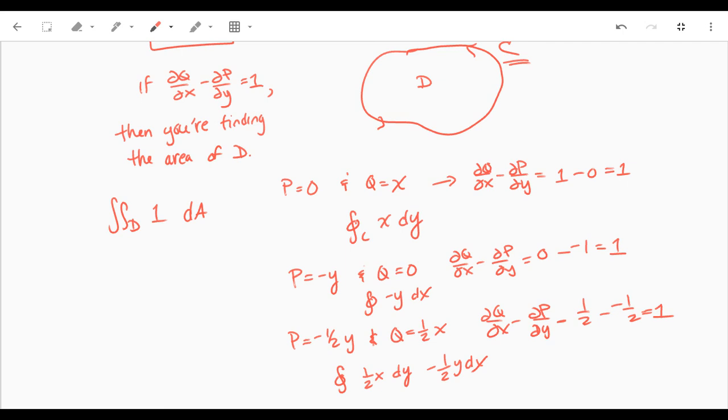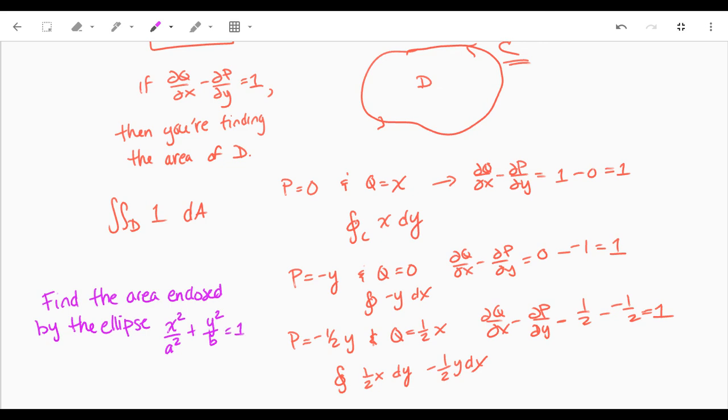The book does it one way, okay? Bear with me here, because it is kind of weird. It's like, why would we do this? Well, because it's just to show that Green's theorem works that way, okay? But in the book, they have: find the area enclosed by the ellipse, x squared over a squared plus y squared over b squared equals 1, okay?